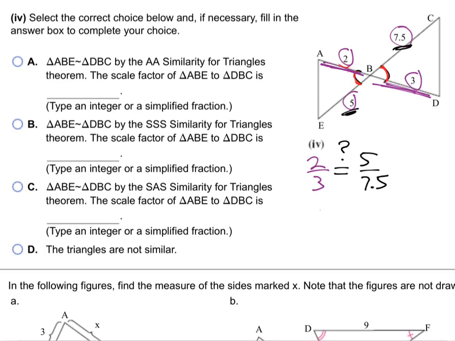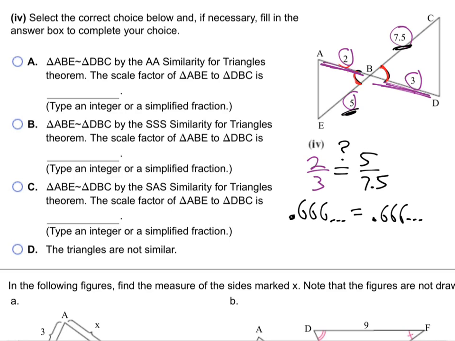Now, do you guys have your calculators? What is 2 divided by 3 on your calculator? We're going to see if these fractions are equal by changing them to decimals. It is 0.6666 forever, right? Yeah. And what is 5 divided by 7.5? So they do have the same fractions. They are proportional. So yes, those are similar triangles.